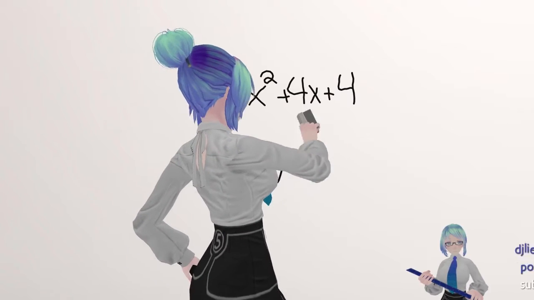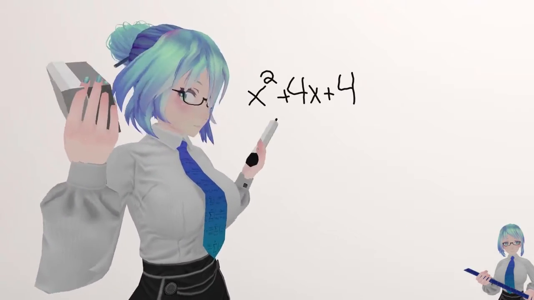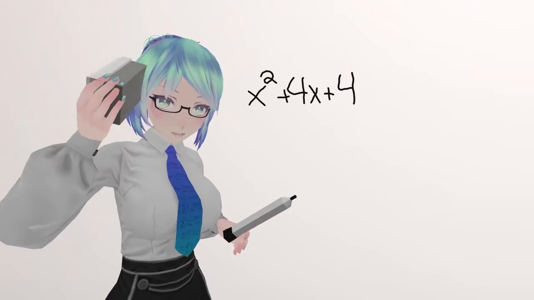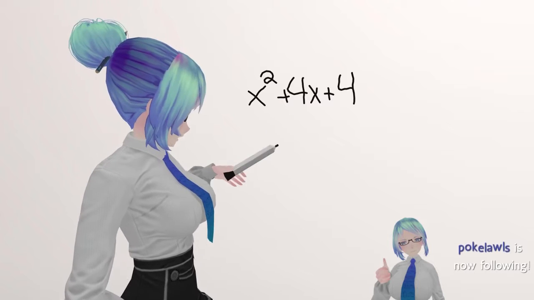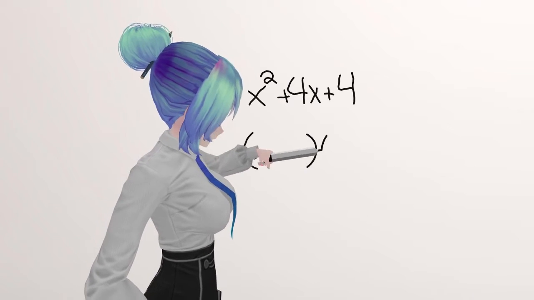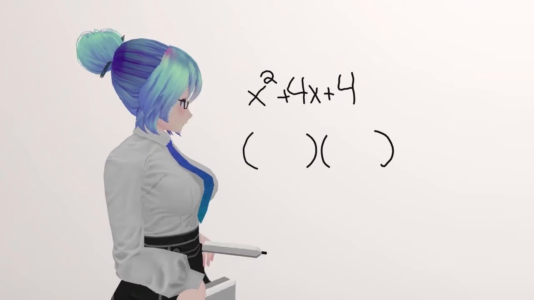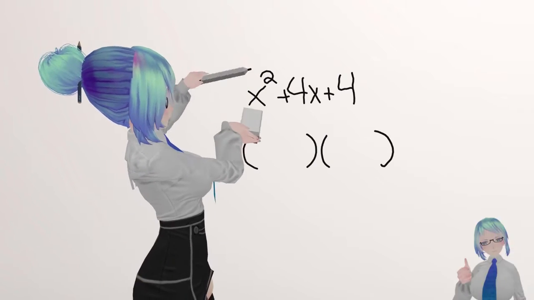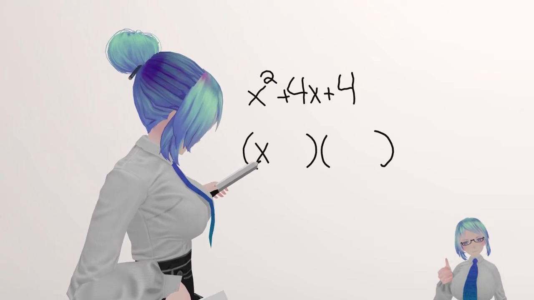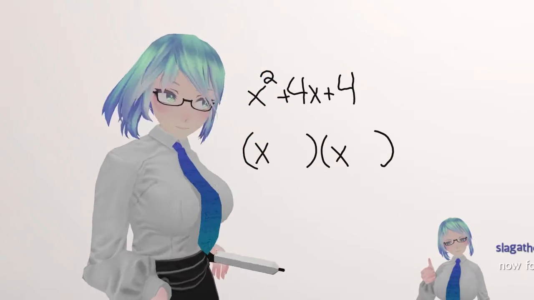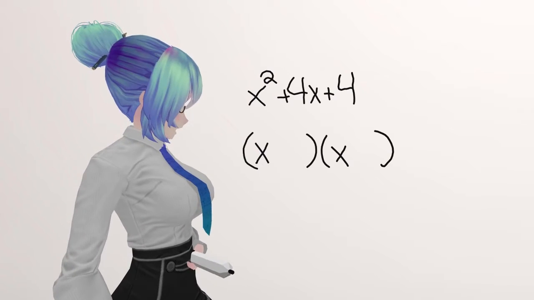So instead of doing some weird guessing game, let's think about this logically. You know that this is going to end up looking something like this. You know that. That's a given. You know that by this x squared right here, there has to be an x here, and there has to be an x here. This is stating the obvious so far. Okay?